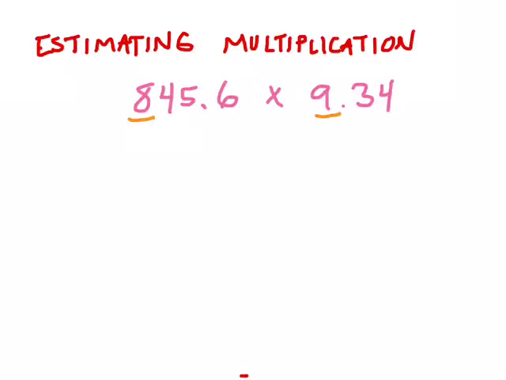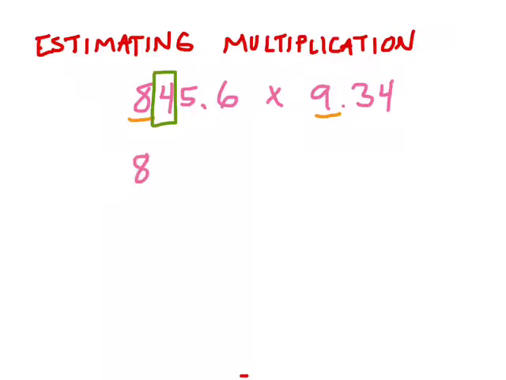Rounding my 845 to the hundreds place, I'm going to be looking at the tens place to determine whether to round up or down. In this case, 4 tells me to round down, so I'm not going to change the 8. I'm going to leave it alone.